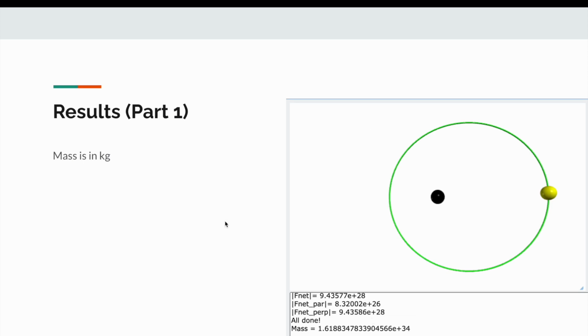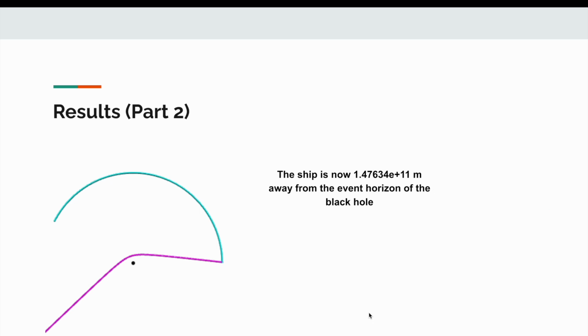Now looking at my results for part 1, I was able to first find the net force, which was 9.4 times 10 to the 28th. I could also break this down into the force of the parallel component, which was 8.3 times 10 to the 26 newtons, and the force of the perpendicular component, which was 9.4 times 10 to the 28th newtons. With this information, I could then find the mass of the planet, which was 1.6 times 10 to the 34th kilograms. In part 2, I was able to escape from crashing into both the planet and the black hole. I was also able to get about 1.47 times 10 to the 11th meters away from the event horizon of the black hole.